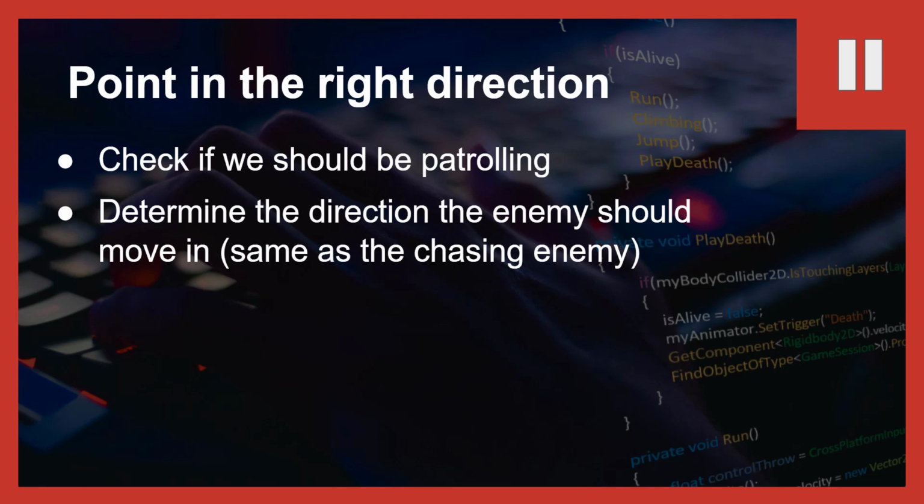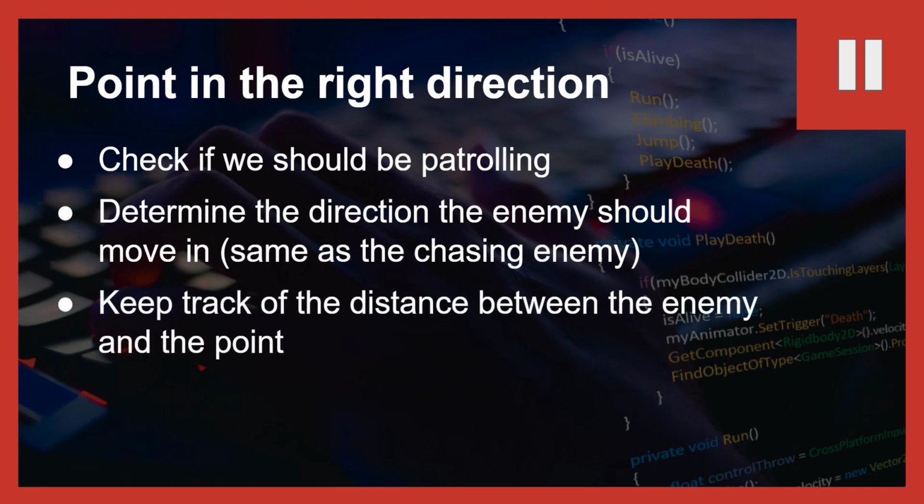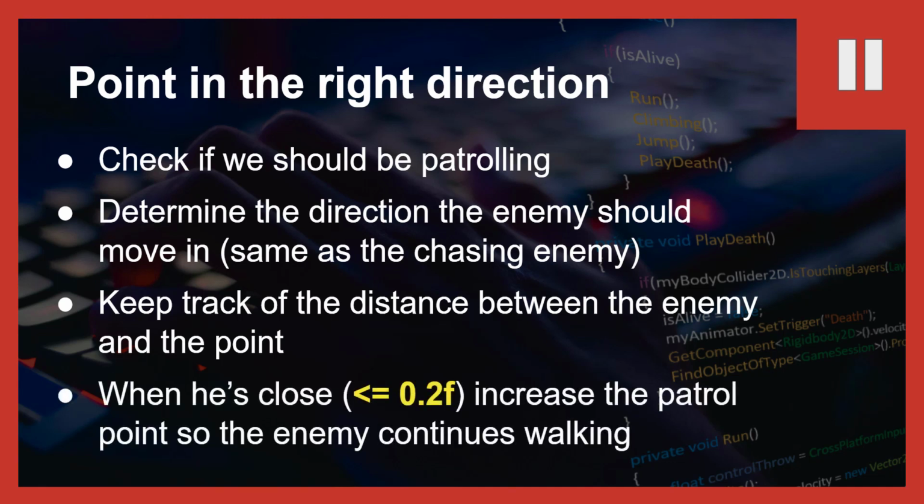But then how are you going to know when you got to this point? Well, you'll need to keep track of the distance between the enemy and the point he's going towards. And if he's close, so if he's less than 0.2f, increase the patrol point so the enemy continues walking. So I hope you understand what I meant by increase the patrol point. We are going to start off at a certain patrol point, and then we are going to keep setting a new patrol point using the current patrol point that we've created.